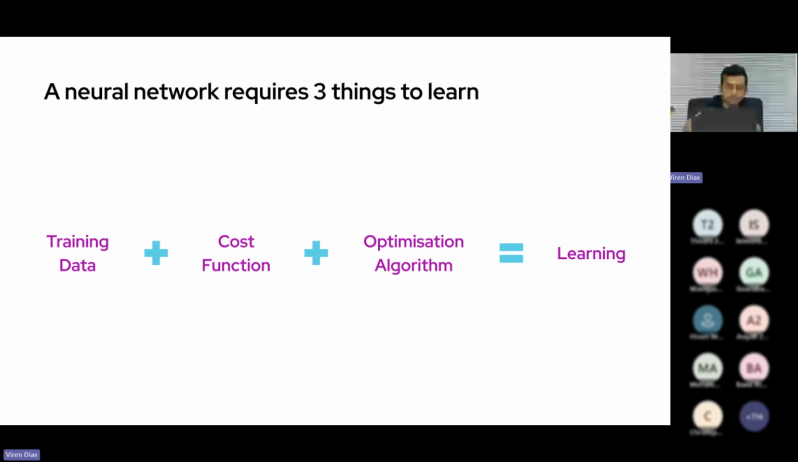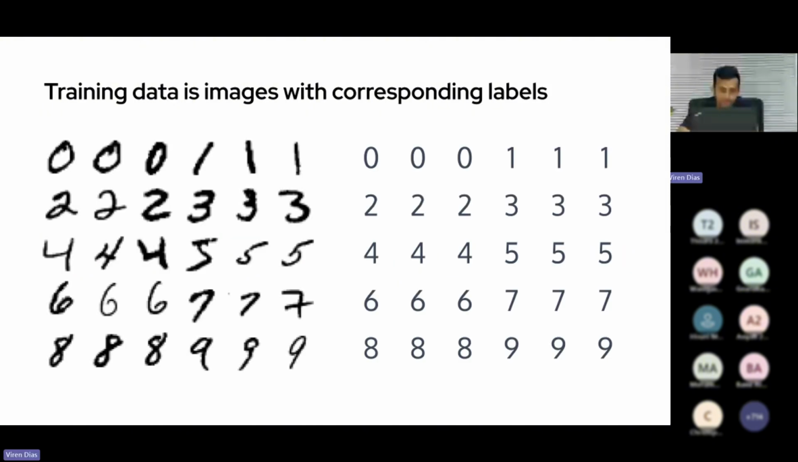So all of this assumes that the neural network already knows what to look for. It still begs the question, how does the neural network know how to adjust these weights and biases? Essentially, how does the neural network actually learn? So this requires 3 things: training data, a cost function, and an optimization algorithm. The training data, as you all know, is nothing too complicated. It's basically thousands of handwritten digits and their corresponding labels, as you can see over here.